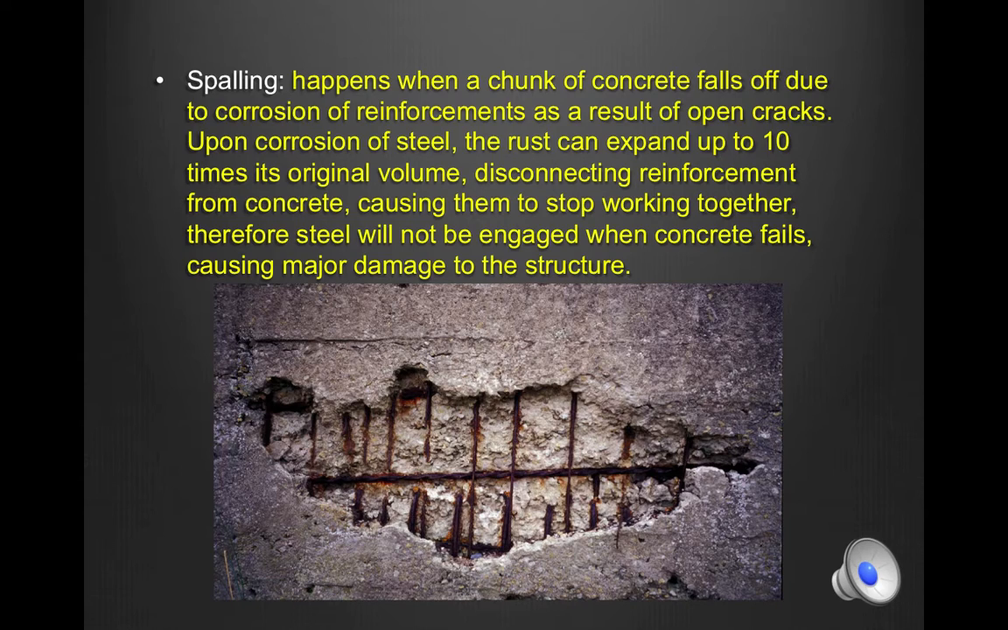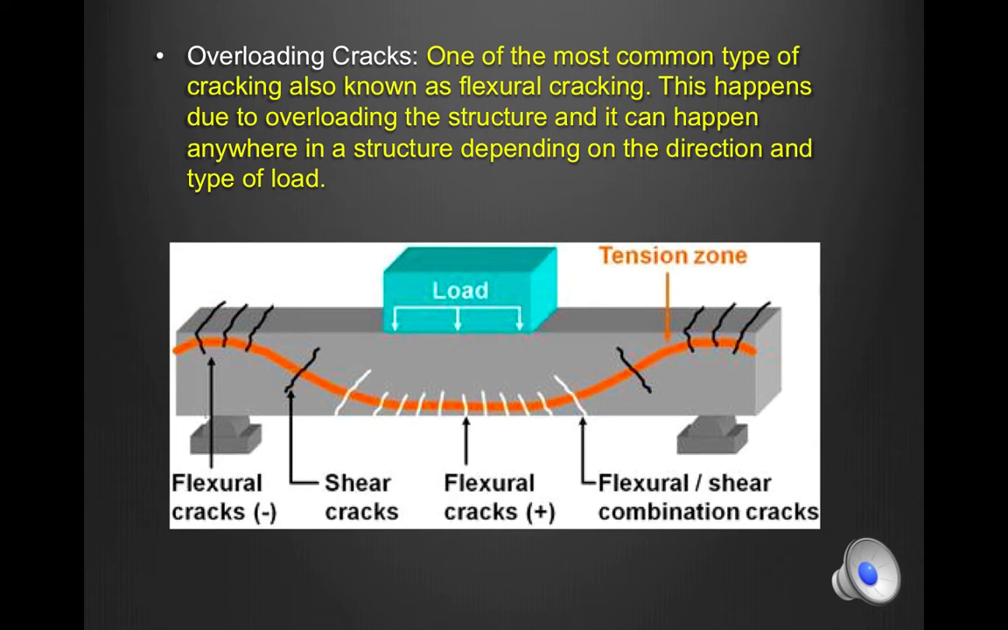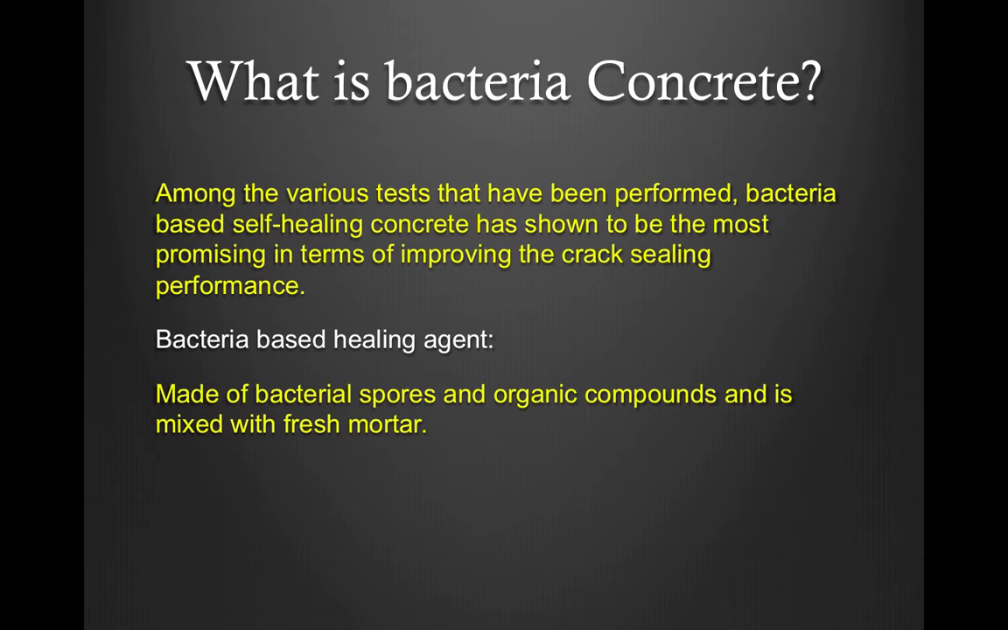However, spalling can't actually be fixed with self-healing methods, although it can be prevented by preventing corrosion to reach the rebars. One of the most common types of cracking is also known as flexural cracking. As you can see from the diagram, this happens due to overloading the structure, and it can happen anywhere on the structure. Now, moving on to a method of self healing concrete.